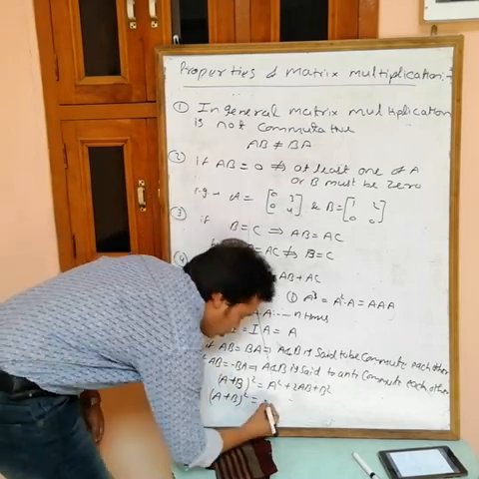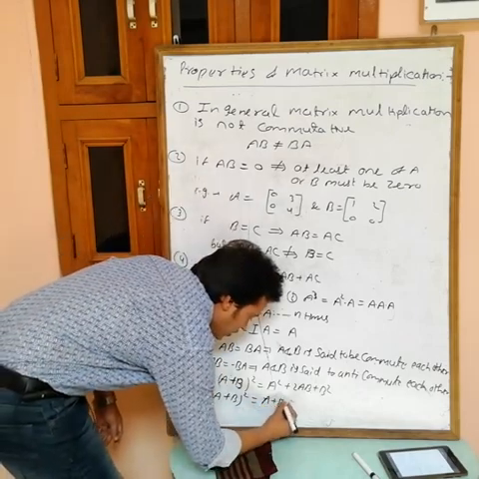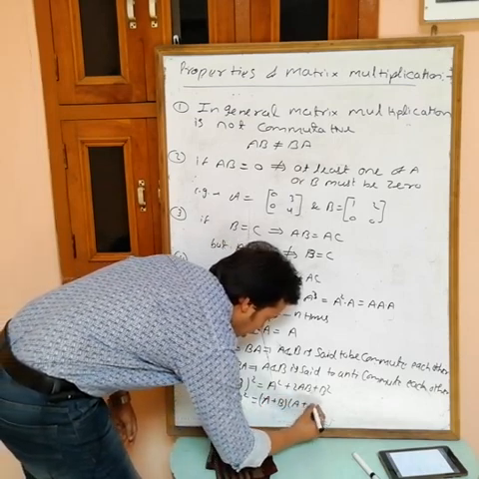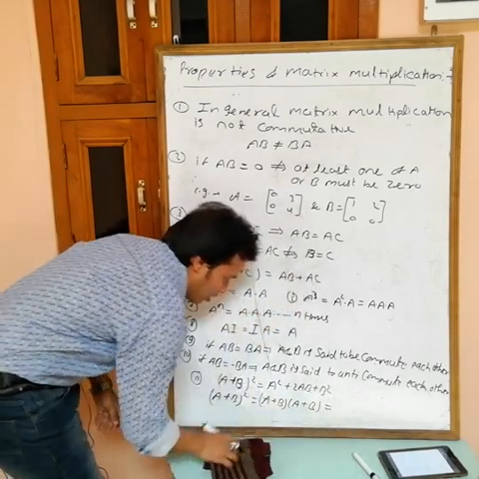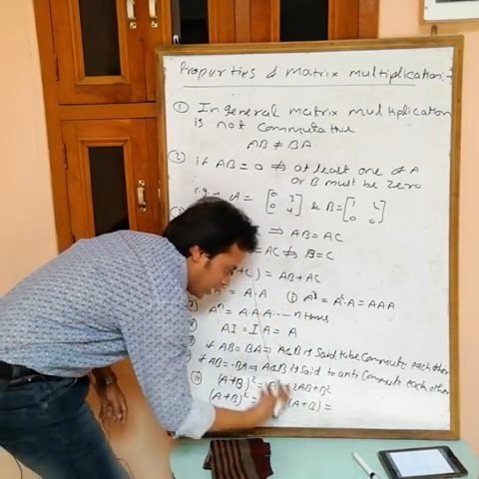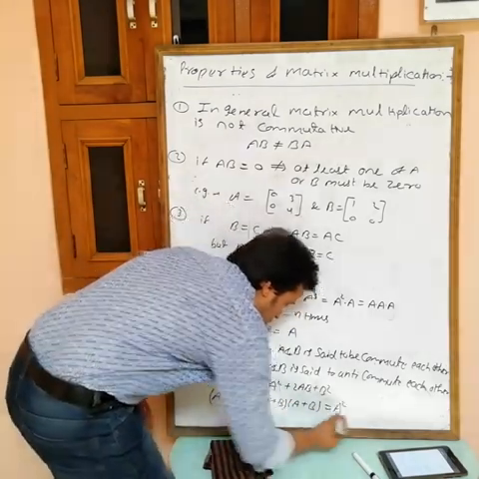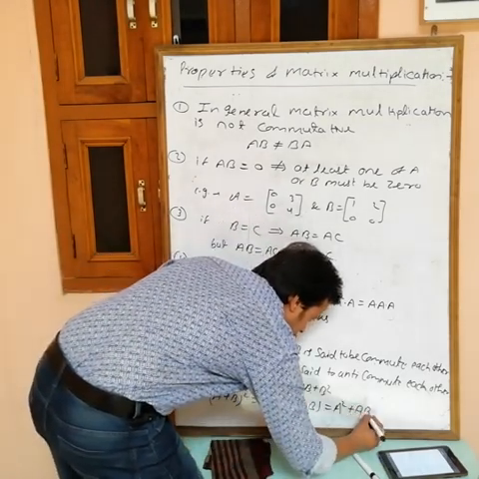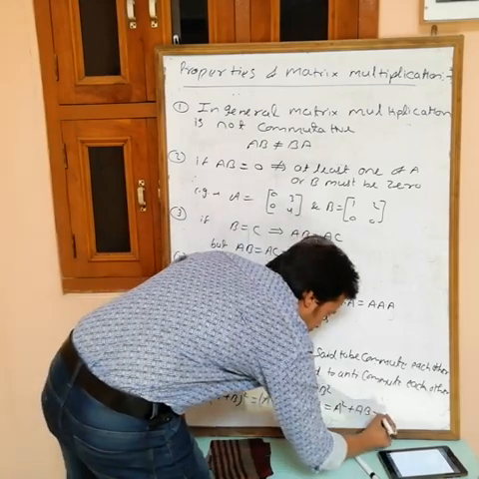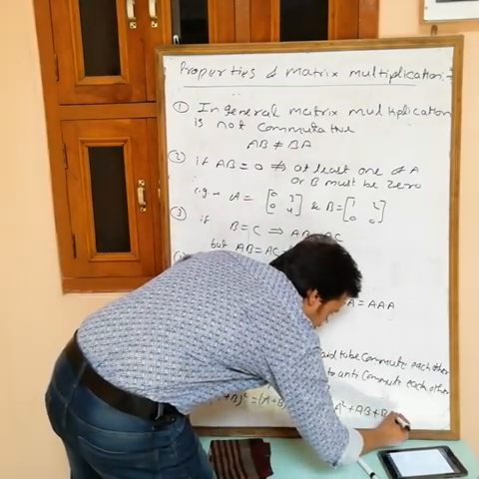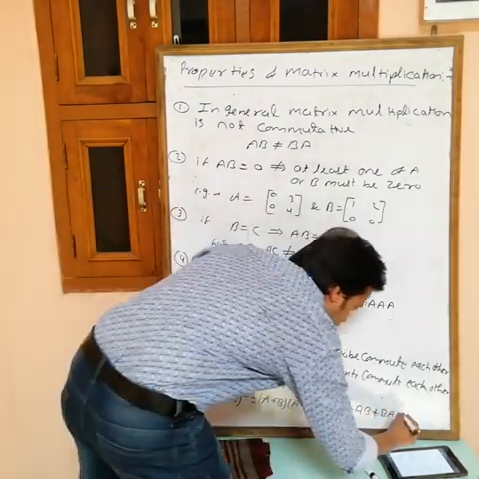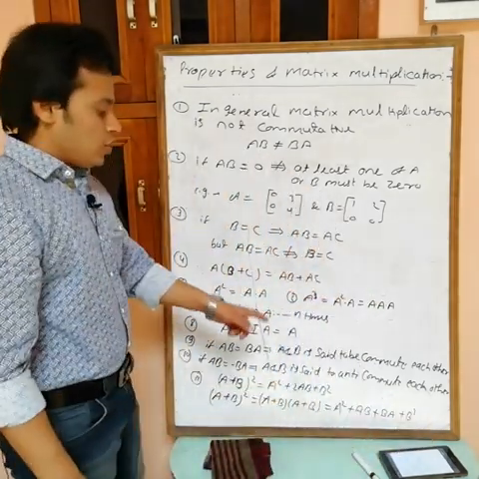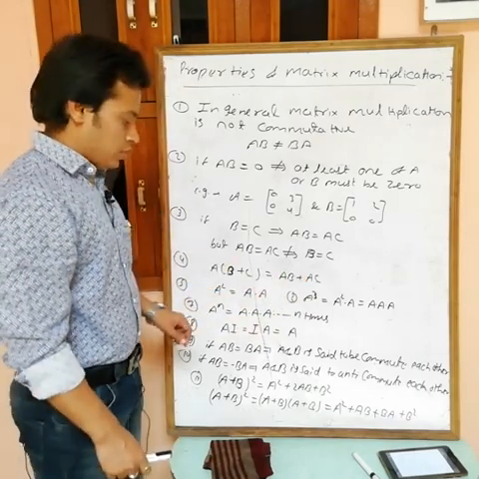So (A plus B) whole square is (A plus B) into (A plus B). And if you multiply this, what are we getting? A into A, A square. Then AB, after that BA, and after that B into B, B square. Okay, this is the value: A square plus AB plus BA plus B square.